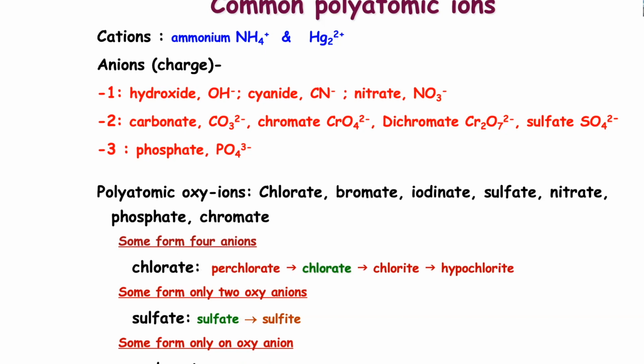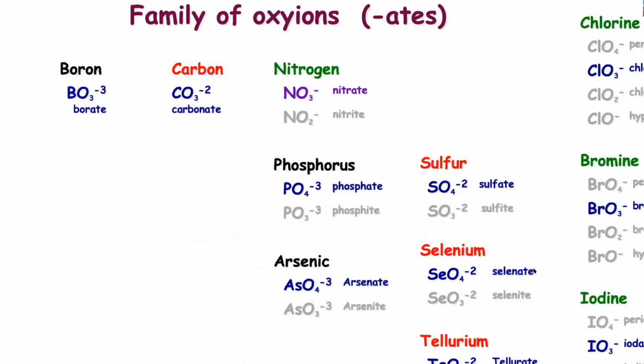Chlorate, the chlorate ions: perchlorate, chlorate, chlorite, hypochlorite; sulfate, sulfite. What makes these things different? The charges are all the same for these. This is a good chart.